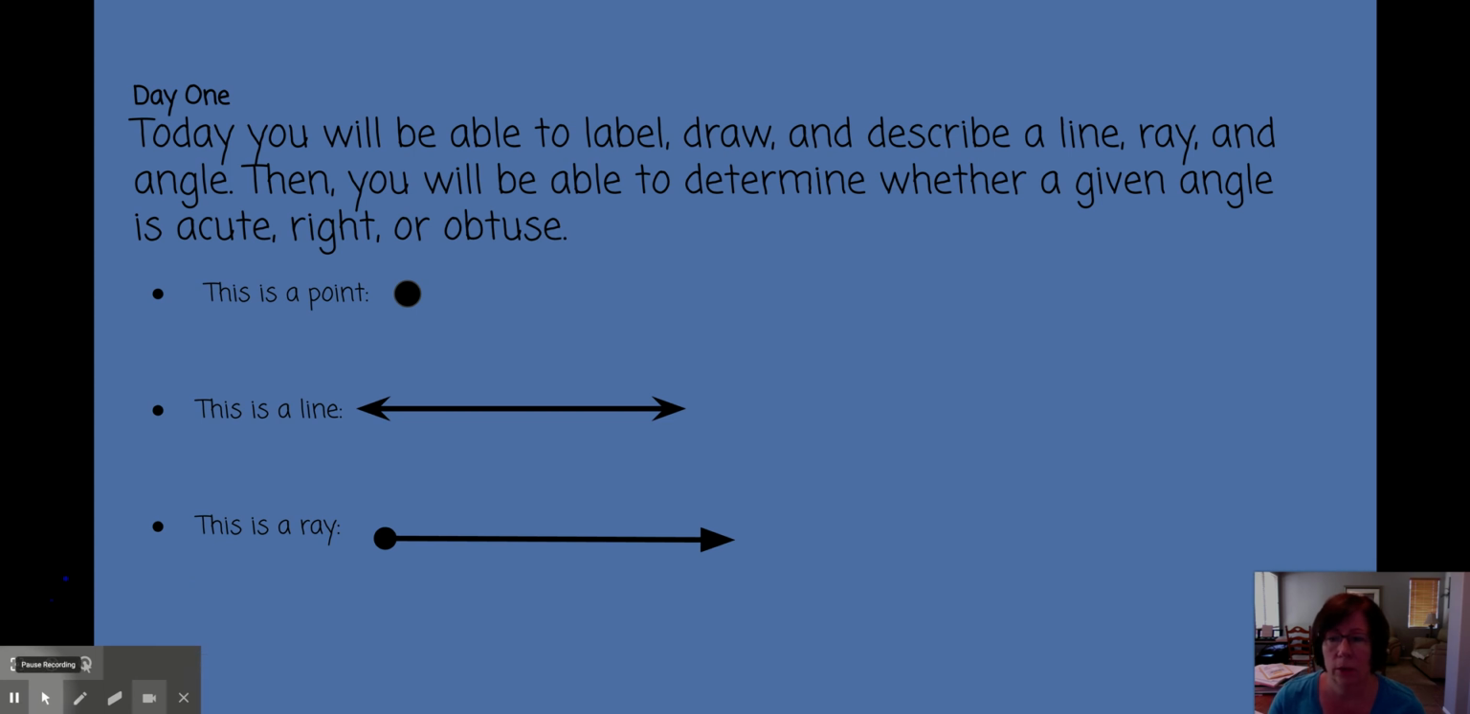Okay, so before you go on, what I need you to do is go find two pencils, two straws, two sticks, something that resembles those items, and a piece of paper and a pencil, and then come back and continue.